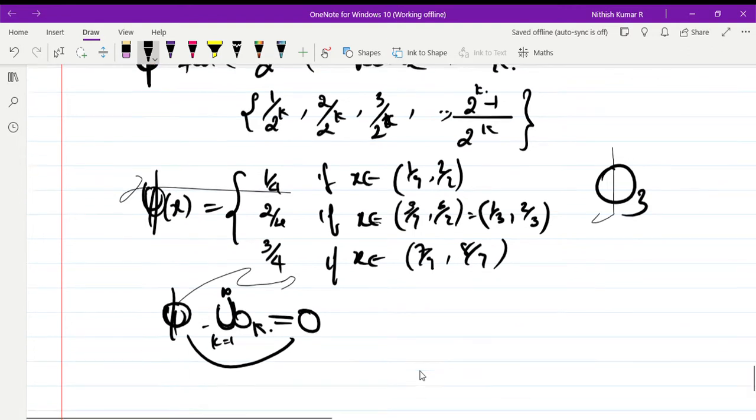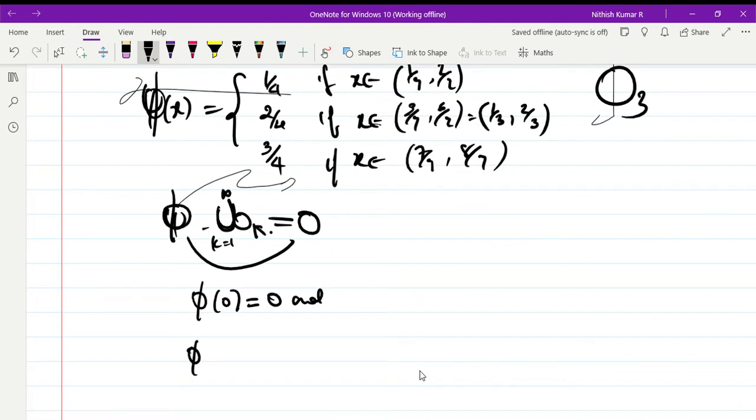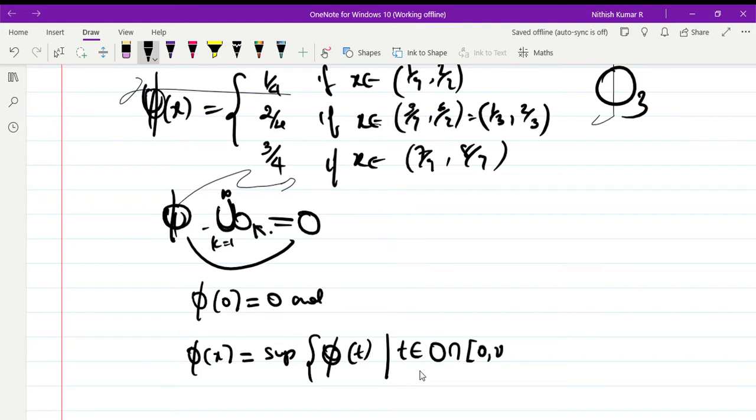We now extend this phi to the closed interval [0, 1] by phi of 0 is equal to 0 and phi of x is equal to the supremum of phi of t, where t belongs to O intersection the half open interval [0, x). This is when x is not equal to 0. So when x equals 0, we define phi of 0 equal to 0. When x is not equal to 0, we define phi of x as the supremum of phi of t, where t belongs to O intersection [0, x).